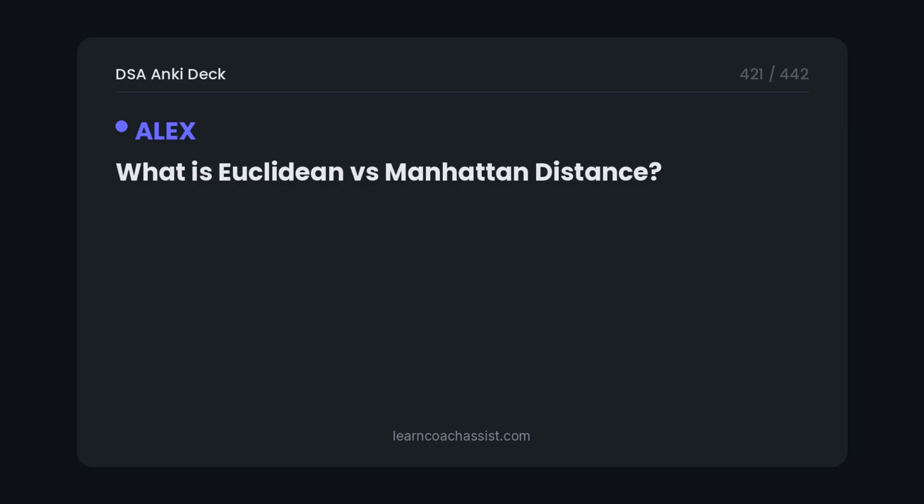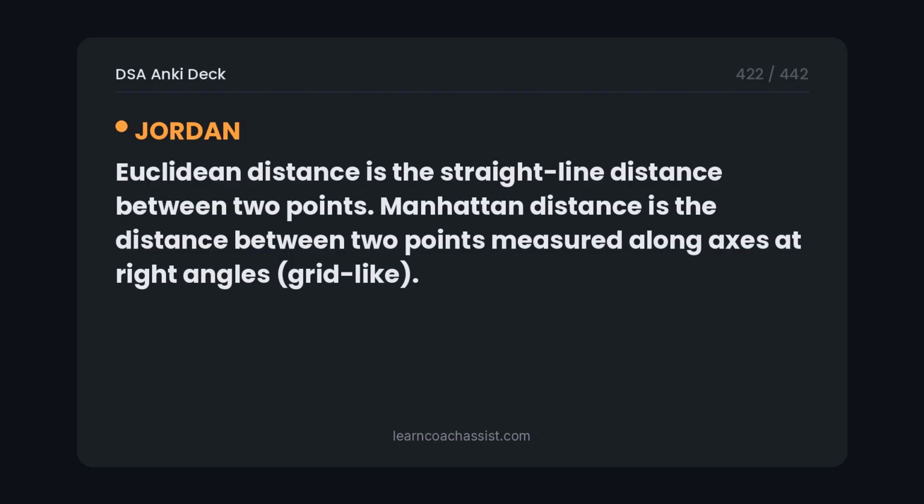What is Euclidean versus Manhattan distance? Euclidean distance is the straight-line distance between 2 points. Manhattan distance is the distance between 2 points measured along axes at right angles, grid-like.